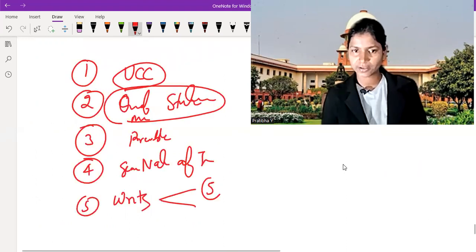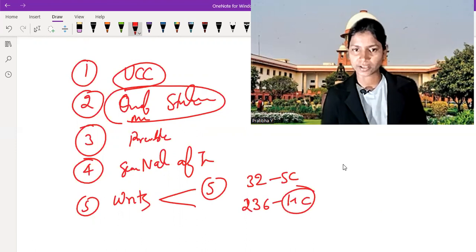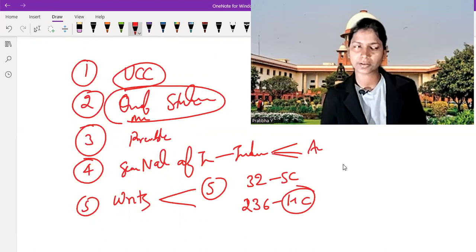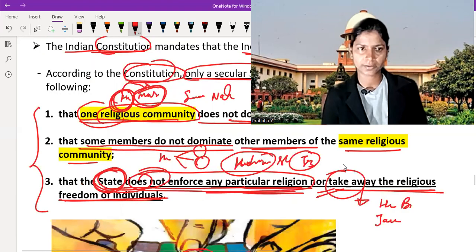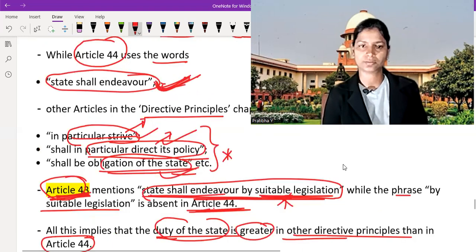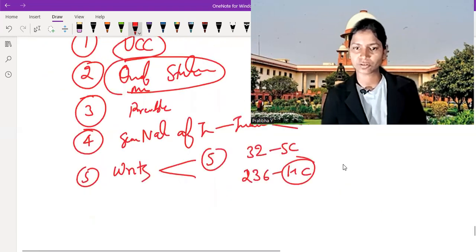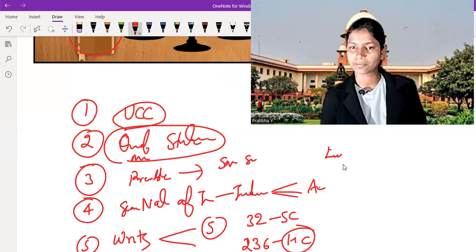5 types of writs. Under Article 32, the Supreme Court issues them. Under Article 226, the High Court issues them. India is secular in nature, and the Indian Constitution mentions the secular nature of India. Preamble, we know the important keywords, right? Sovereign, socialist, secular, democratic, republic, liberty, fraternity, equality.